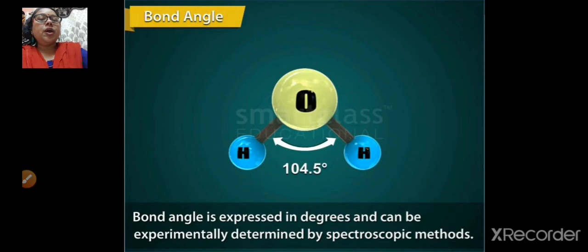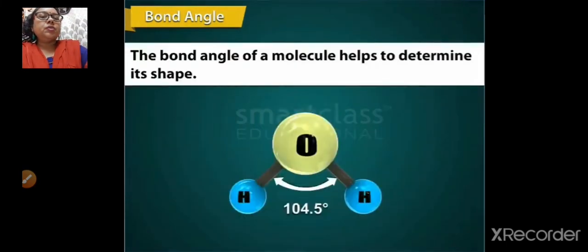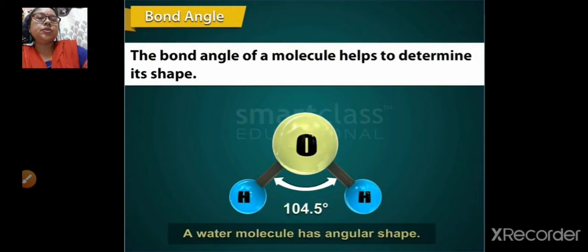So the bond angle between the two hydrogen atoms is 104.5 degrees. The bond angle of a molecule helps to determine its shape also. So the water molecule has an angular shape.